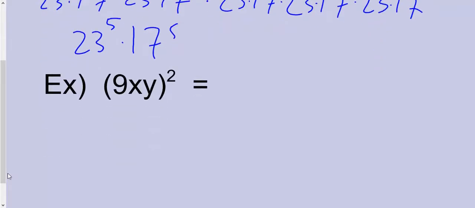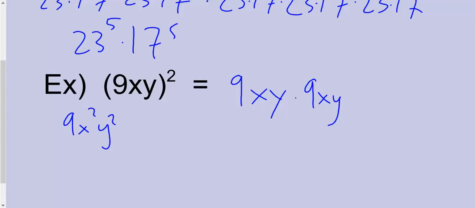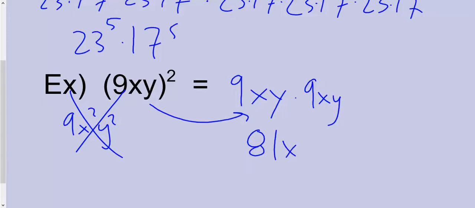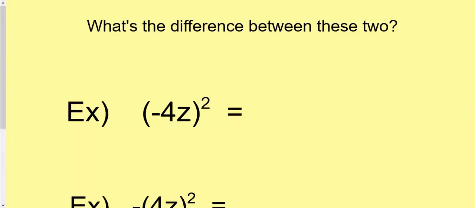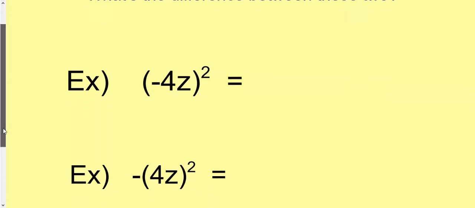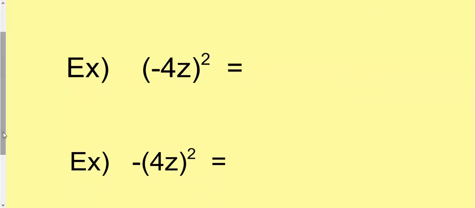Here's why I like expanded form, because you really get to see the numbers multiplied out. So a lot of kids will write down the answer 9x squared y squared, but when you put it into expanded form, you see that it's actually 9 times 9, which is 81, and then x squared y squared. A lot of kids will make that mistake if they don't use expanded form because they don't see the 2 9's there. And then a couple of problems that have slight differences.